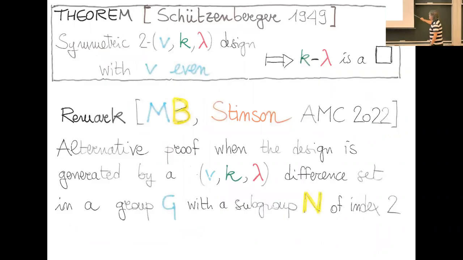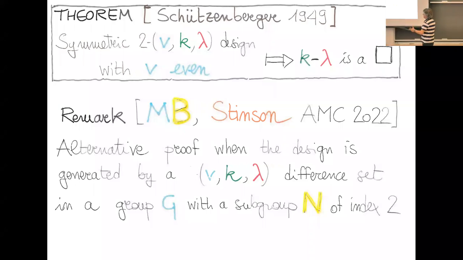So I think that an alternative proof of the very famous theorem of Schutzenberger, that nowadays became a part of the Bruck-Ryser-Chowla theorem, with this method is very good from a didactical point of view. I don't know, probably it was already known, it is in some books.